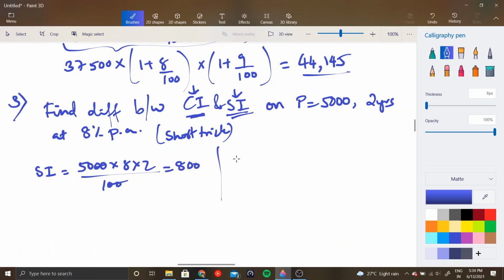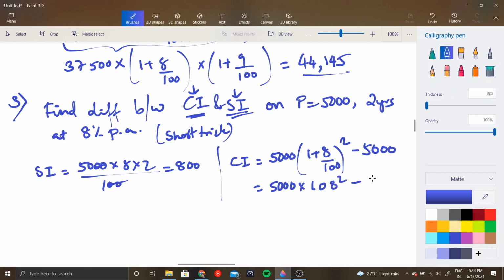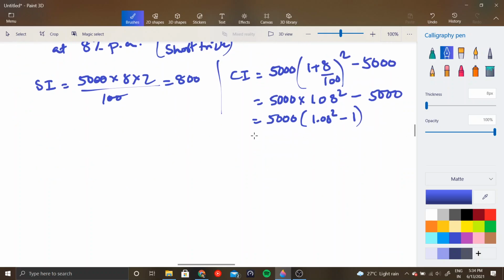Now the compound interest is basically the principal 5,000 times 1 plus 8 by 100 to the power 2 minus 5,000, right? This is basically 5,000 into 1.08 squared minus 5,000. Taking 5,000 common, you have 5,000 times 1.08 squared minus 1, right? So this is fairly simple. All you need to do is calculate this, and this finally results in 832. So the compound interest is 832, and the simple interest is 800. So the difference is 32.